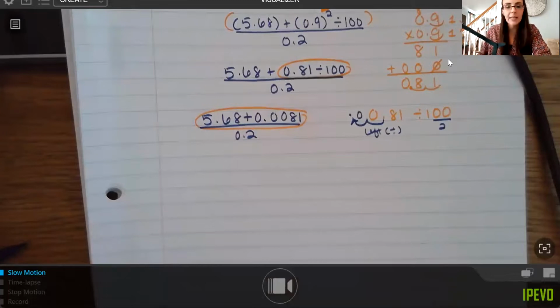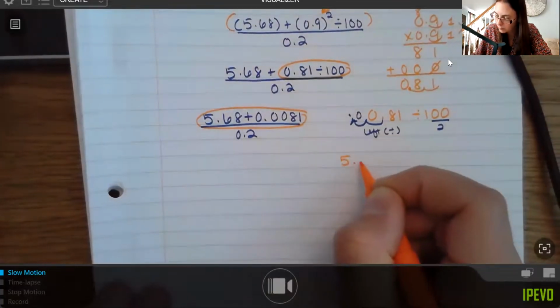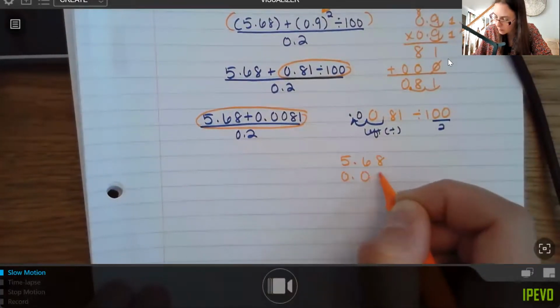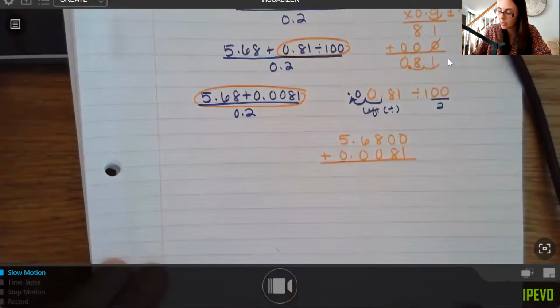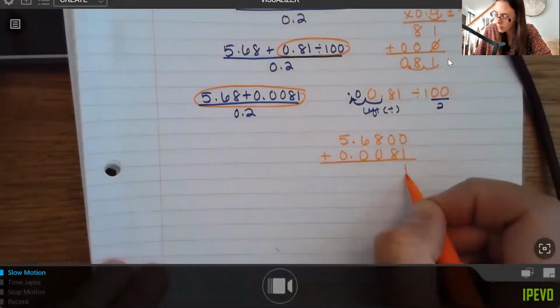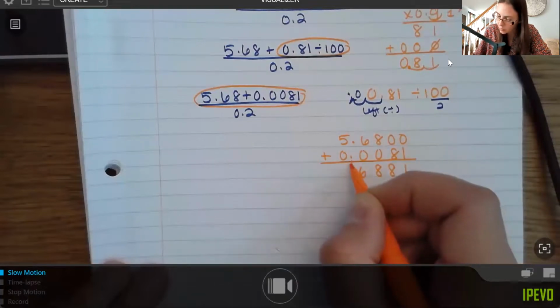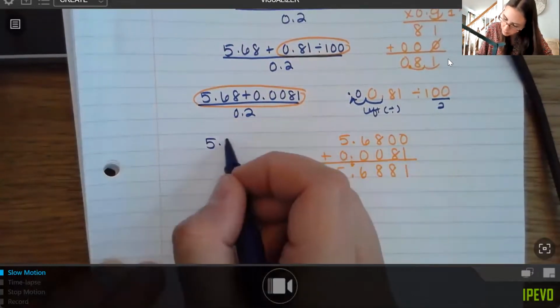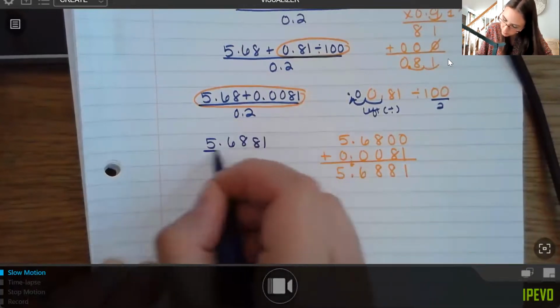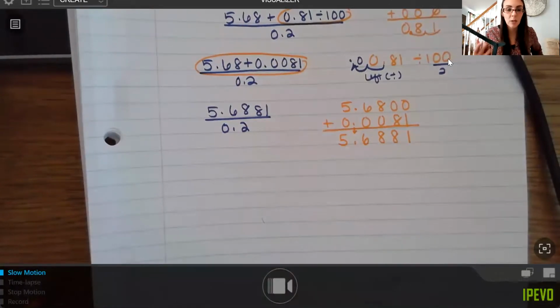All right, so for my next step, I'm going to go ahead and do my addition, and I do need to line up my decimal points here. So I'm going to attach some extra zeros to the top number just to keep organized. So 0 plus 1 is 1, 0 plus 8 is 8. Here I have an 8, a 6, decimal point comes straight down, and a 5. So finally, my problem is 5.6881 over 0.2. I know I'm not reading it correctly, but just to help clarify where that decimal is.